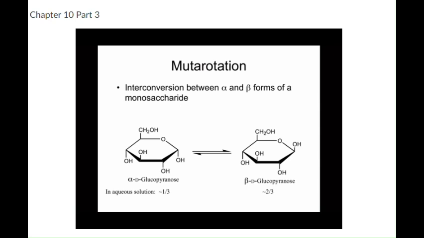Once again, because it has all of its hydroxyl groups on equatorial positions, as opposed to the alpha form, where the anomeric carbon is going to have its hydroxyl group on an axial position. Mutarotation is so equilibrium controlled that if we were to actually take glucose and put it all into the beta form and isolate it as the beta form, once we put that into water, it's immediately going to form this mixture of two-thirds of it being beta, one-third of it being alpha.